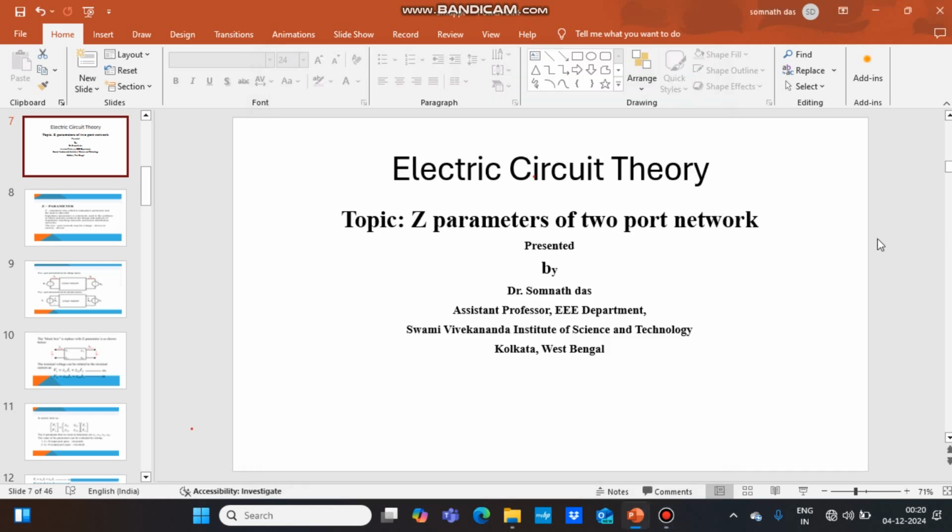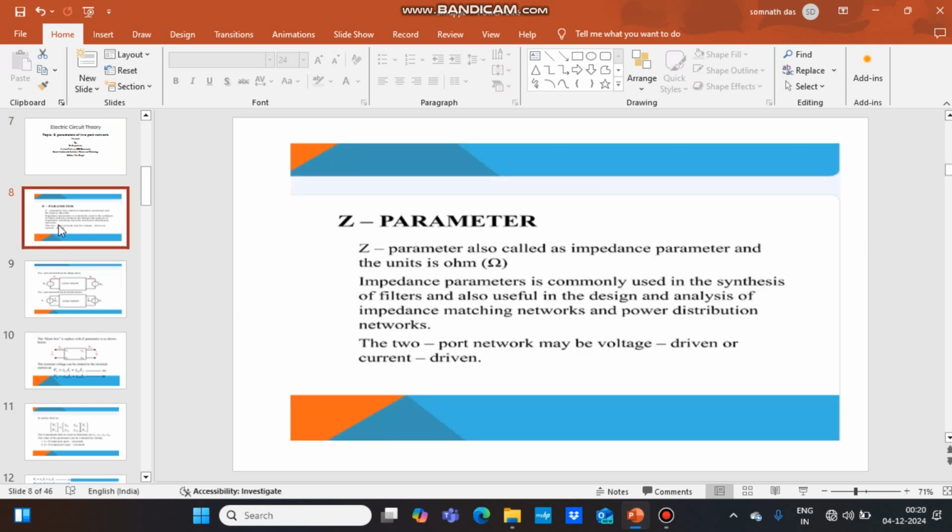In this lecture, I am going to discuss the topic Z parameters of two-port network representation. In this lecture, you will learn how to represent a two-port network using Z parameters. What are Z parameters? Z parameters represent the impedance parameters.